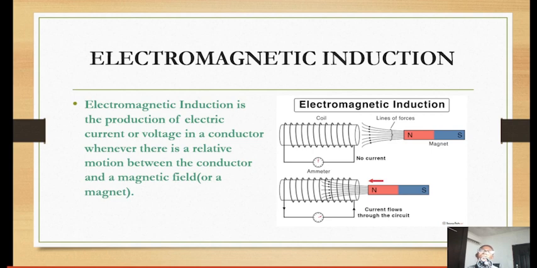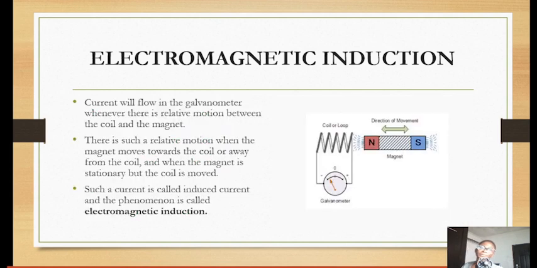That is the production of electric current or voltage in a conductor whenever there is a relative motion between a conductor and a magnetic field. Current will flow in the galvanometer whenever there is a relative motion between the coil and the magnet. There is such relative motion when the magnet moves towards the coil or away from the coil, and when the magnet is stationary but the coil is moved. Such a current is called induced current, and the phenomenon is called electromagnetic induction, inducing current from magnets.